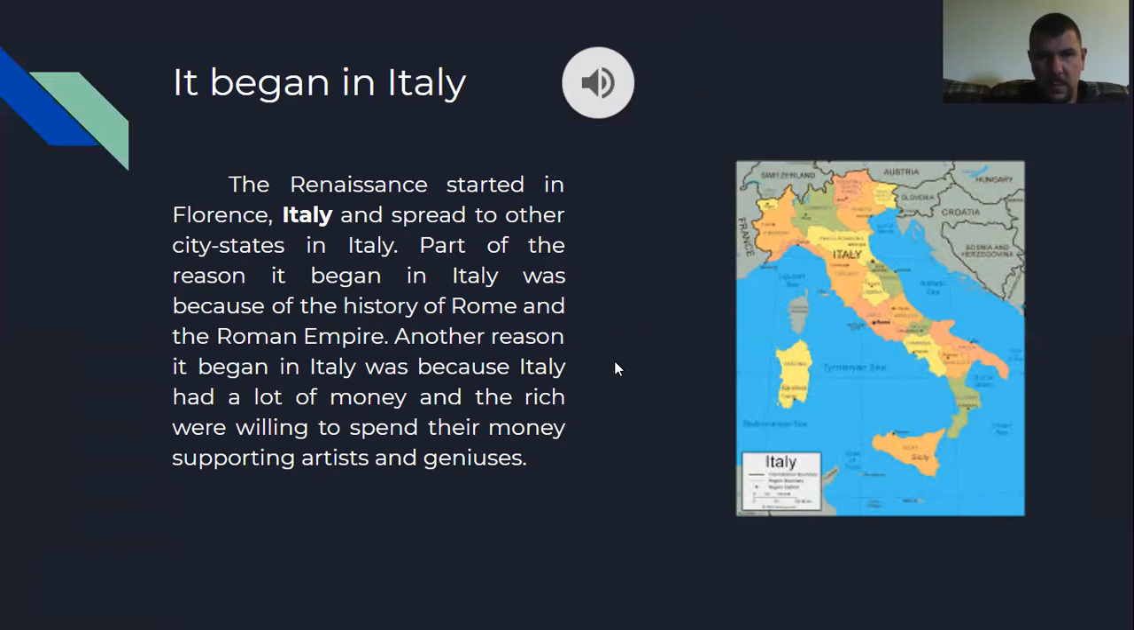The Renaissance started in Florence, Italy, and spread to other city-states in Italy. Part of the reason it began in Italy was because of the history of Rome and the Roman Empire. Another reason was that Italy had a lot of money and the rich were willing to spend their money supporting artists and geniuses.